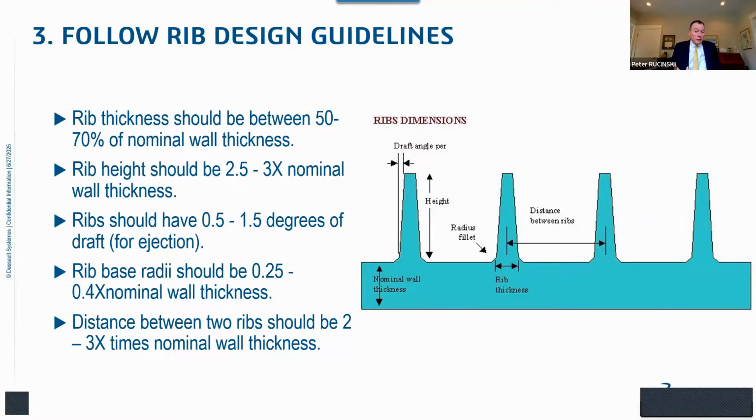Ribs need draft so that you can eject them from the mold, 0.5 to 1.5 degrees of draft per side. You should have radii at the base of your ribs. The radii should be 25% to 40% the dimension of your nominal wall thickness. And then the distance between your ribs should be at least 2 to 3 times your nominal wall thickness. If your ribs are too close together, that could cause another problem. You can get localized, relatively hot spots inside your mold cavities, which can then lead to another whole set of problems.